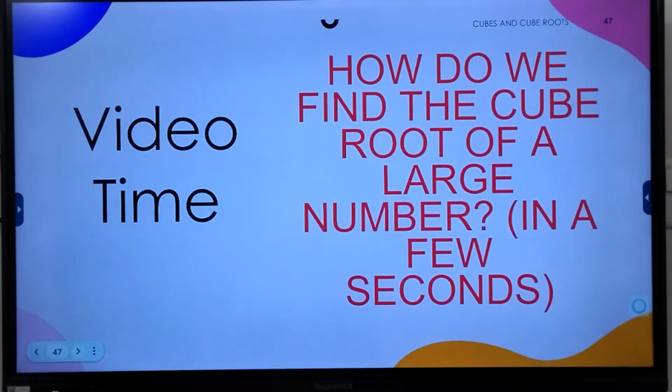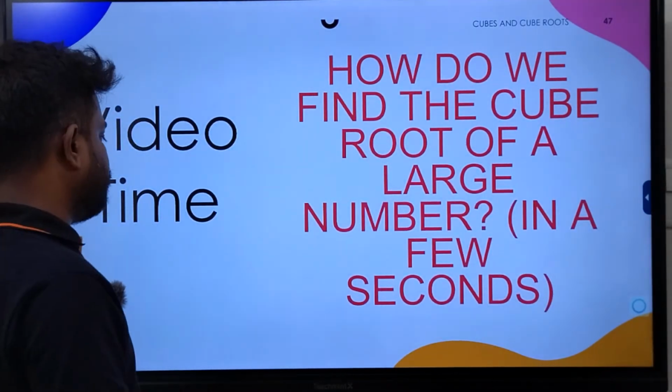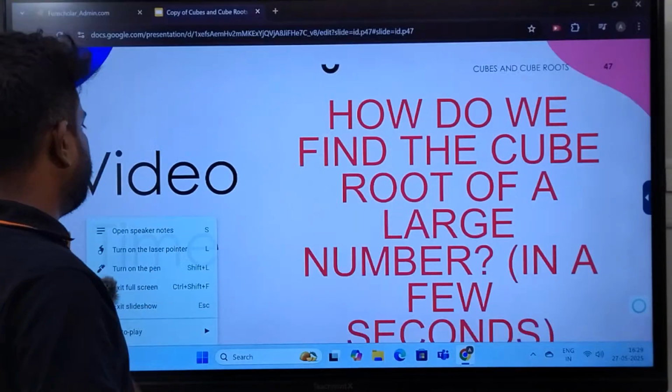Okay. How do we find the cube root of a large number in a few seconds? So let's watch the video.